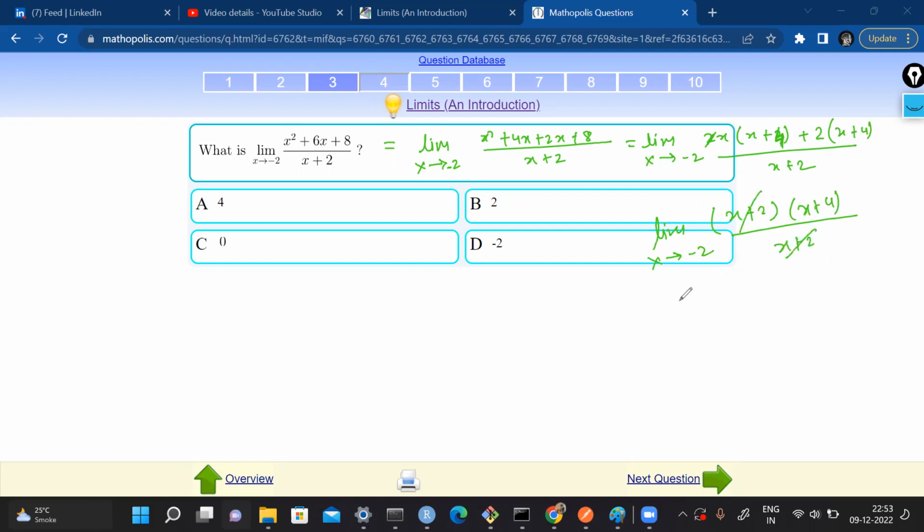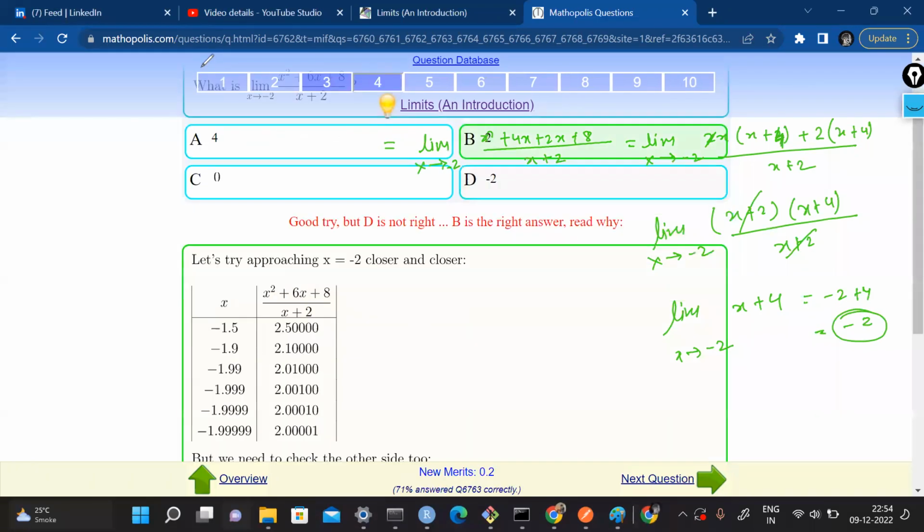So this can be cancelled. Now we have limit x approaches -2 of x plus 4. Now if you try to plug in the value of x here, you will not get the 1 by 0 problem. That means -2 plus 4, so that will be 2. So let's take the answer as 2 and see the answer.